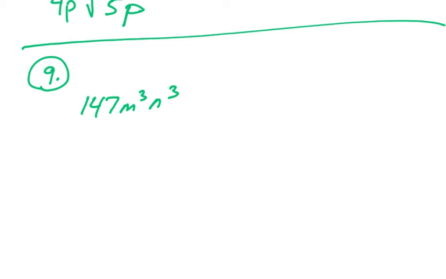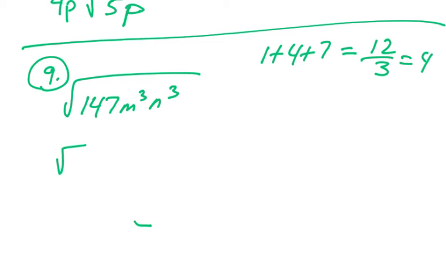There is a rule, and this always works: if the sum of the digits is divisible by 3, so notice 1 plus 4 is 5, 5 plus 7 is 12, this is divisible by 3, then so is the number. So that means 147 is divisible by 3, though now that I'm looking at it, I don't know why I didn't think about this earlier, I'm just going to take out 7. This is a square root, so this is going to become 7 times 21 m cubed n cubed.